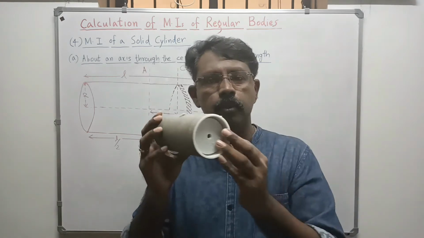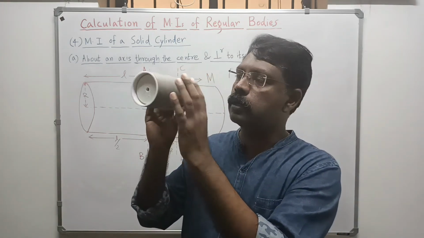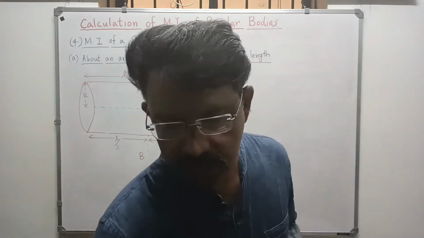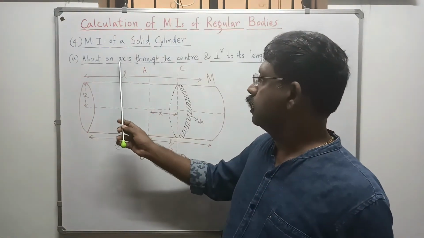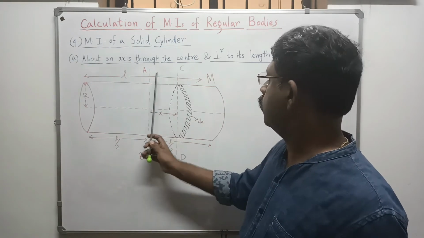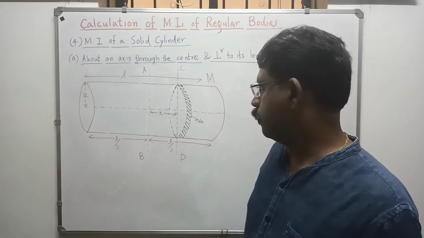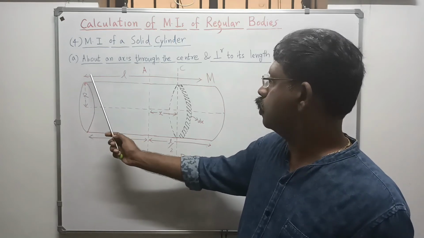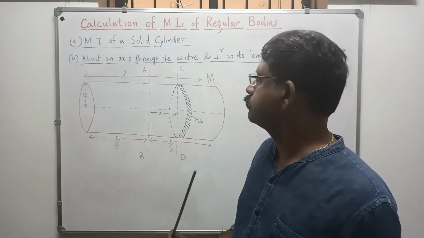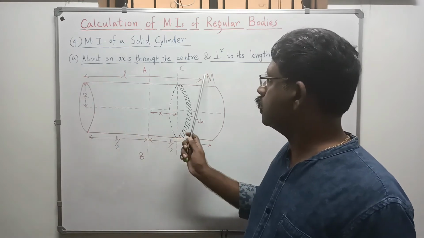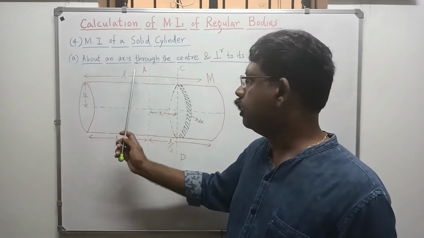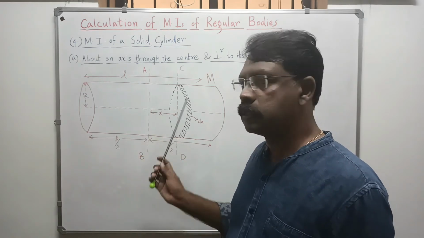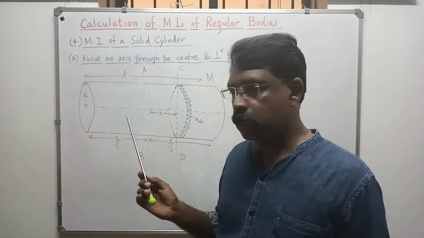So when I am looking from outside, we will feel that it's a solid cylinder. So the axis that we are considering first is about an axis through the center and perpendicular to its length. So I have drawn this. I have taken the radius of the solid cylinder as capital R, then the total length of the solid cylinder as small l. And this is an axis passing through the center, that is AB, an axis passing through the center.